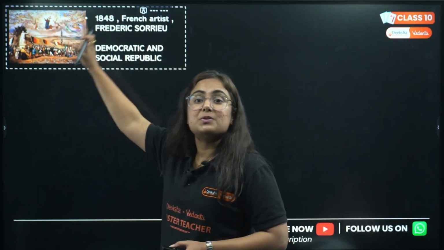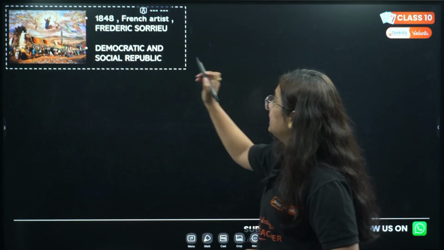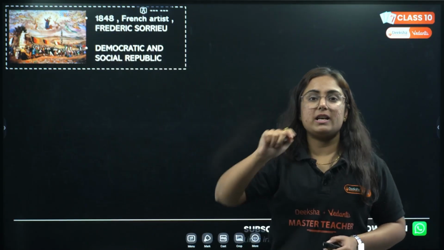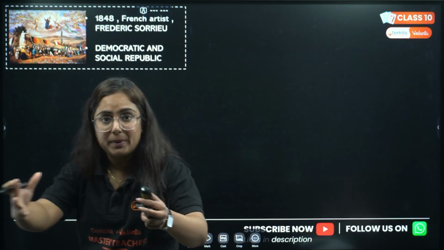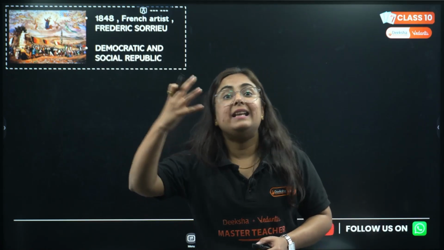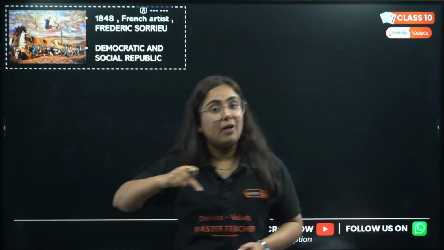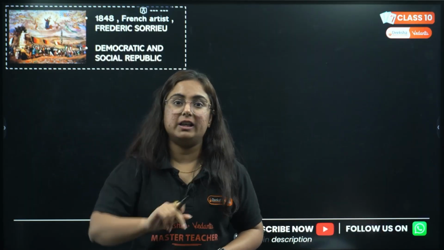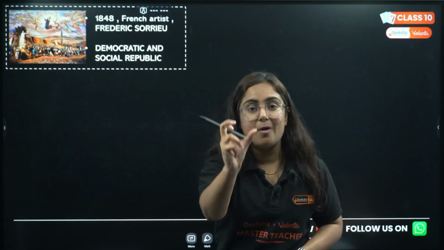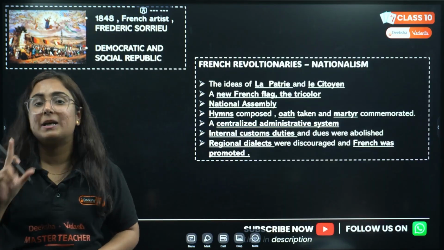The chapter starts with a picture. This picture was painted by a French artist in the year 1848, and the name is Frederick Sorrow. What he painted in this picture was the idea of nationalism, how nations wanted to become nations, how the theory of nation emerged in Europe when they wanted a defined territory and a defined flag for their nation. In this picture, he represents that he wants a nation that is democratic, social and republic. So the title of this picture can be a question in your MCQ exam.